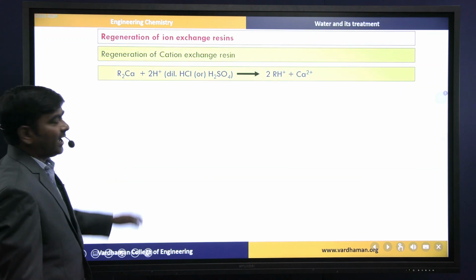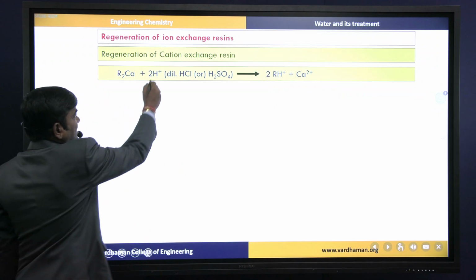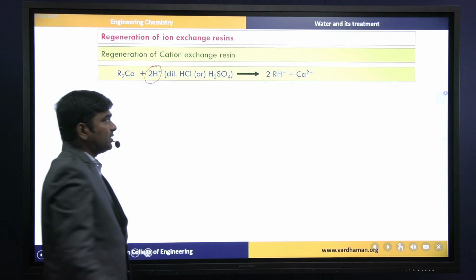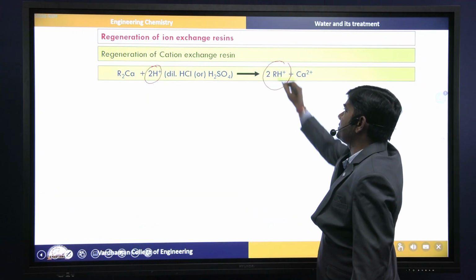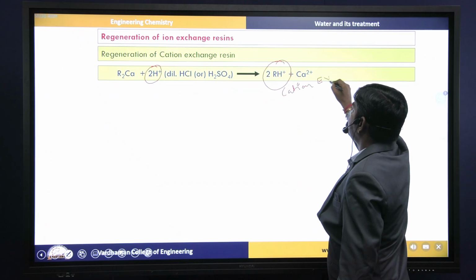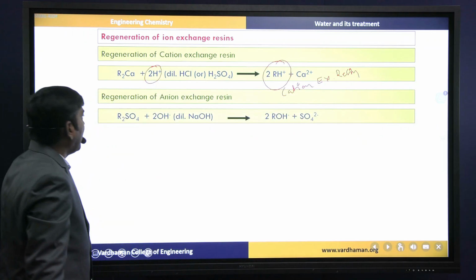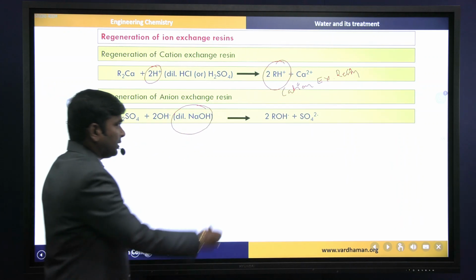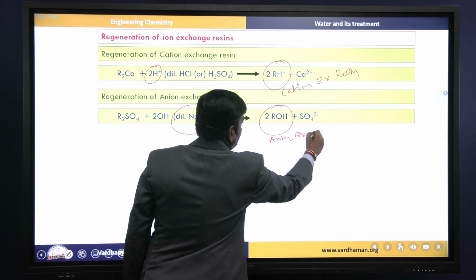Regeneration, as we discussed in the previous slide. For regeneration of the cation exchange resin bed, add dilute HCl or dilute sulfuric acid. RH plus means cation exchange resin. For regeneration of the anion exchange resin bed, add dilute sodium hydroxide or potassium hydroxide, and we get the anion exchange resin bed back.